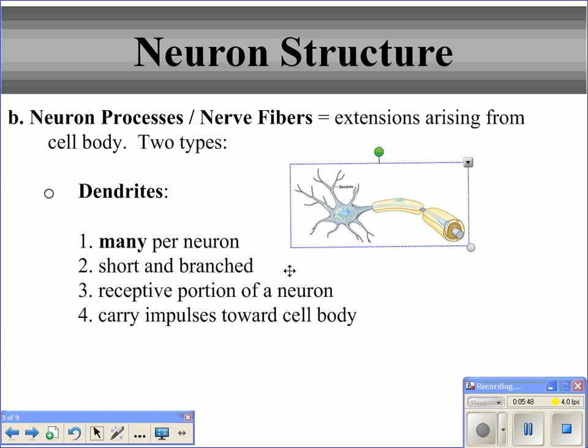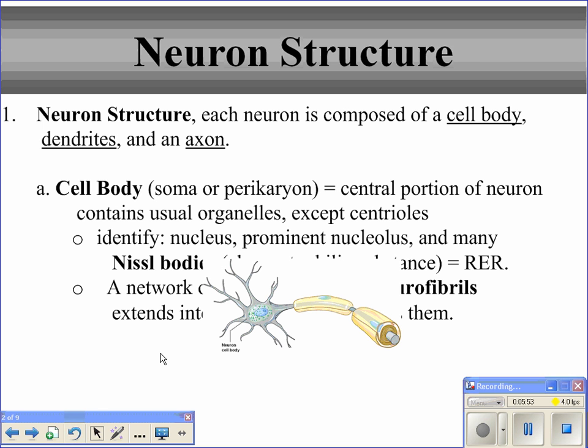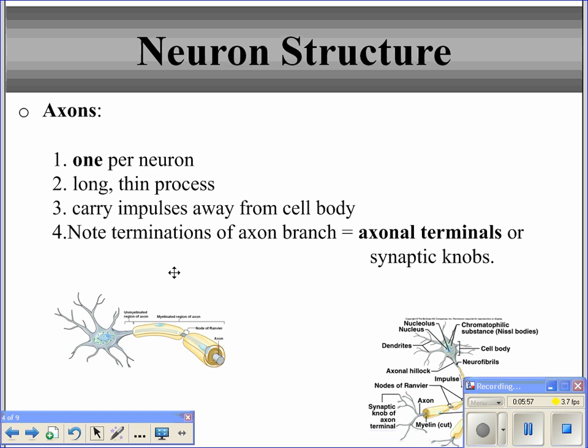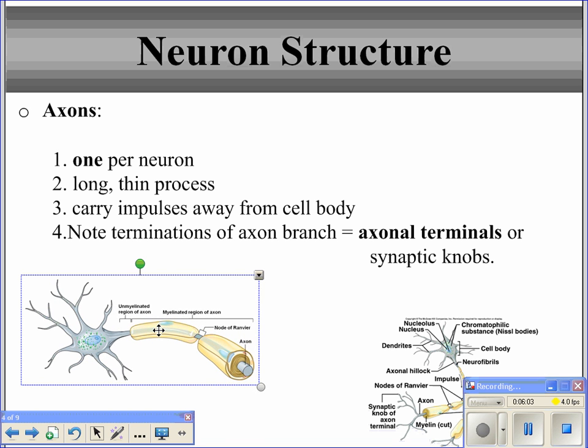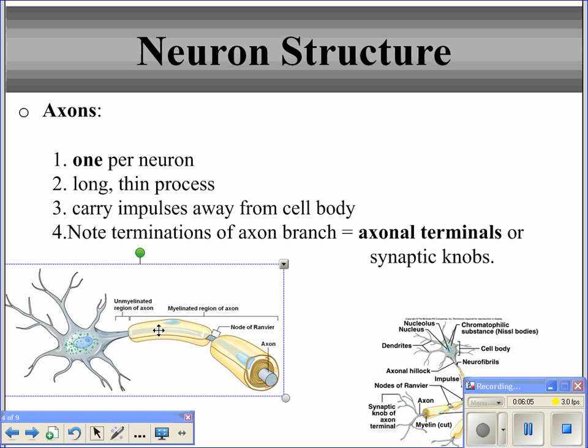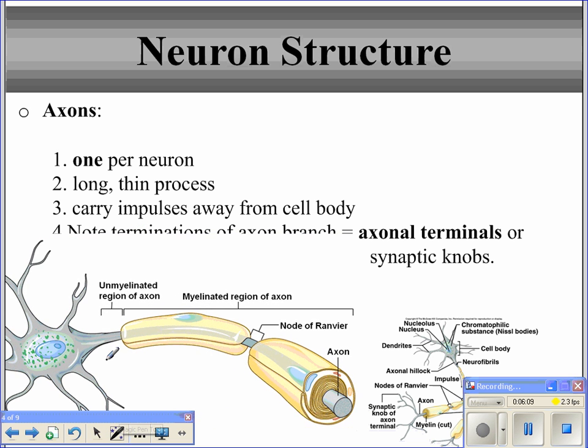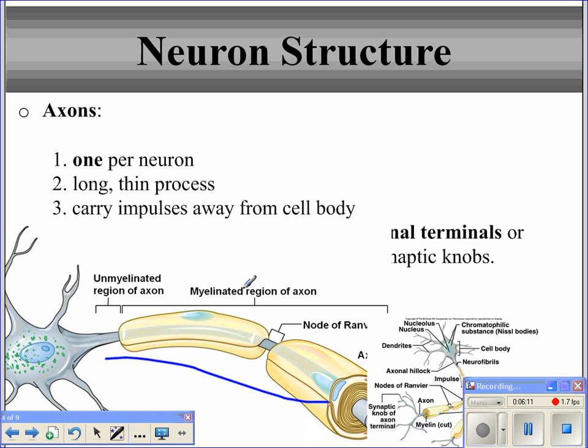So that's the dendrite. The next one is the axon. The axon is the structure that leaves the cell body, and we only have one axon per neuron. So that's this structure right down here. All of this is the neuron.